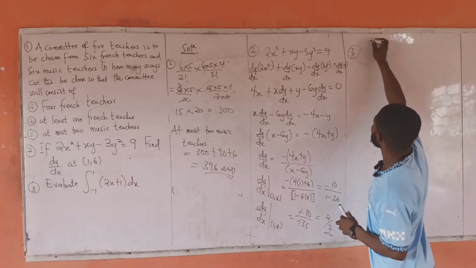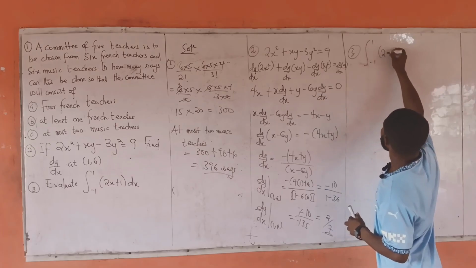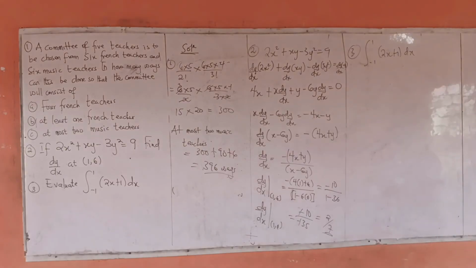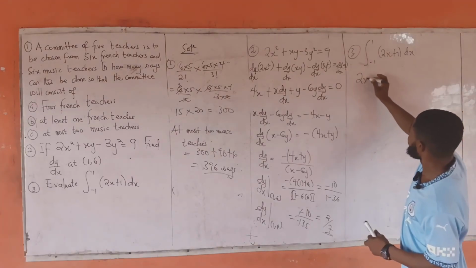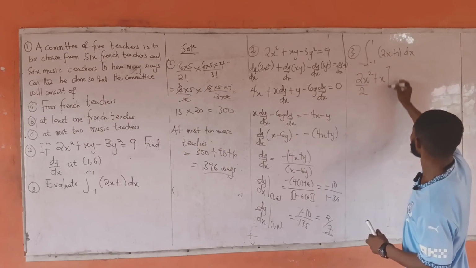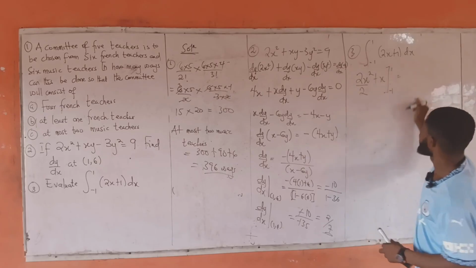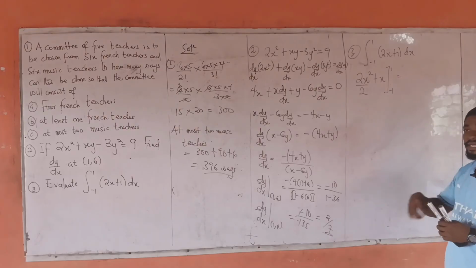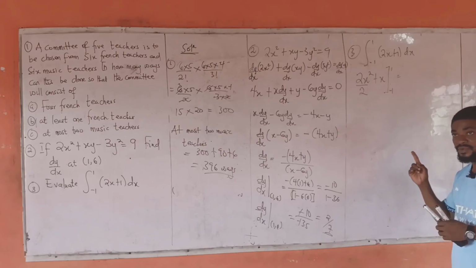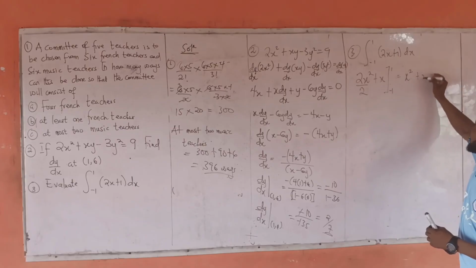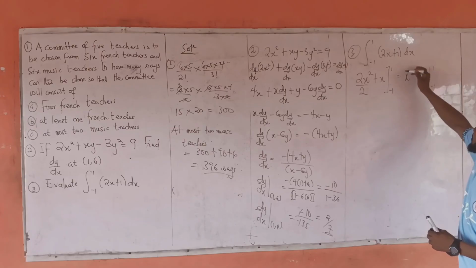Third question, we are to evaluate. This is also very cheap. Somebody will say very cheap. So integrate what you have in the bracket. So we integrate, and in integration you add 1 to the power divided by the new power, giving us what we have here. So this is going to be x squared plus x from -1 to +1.